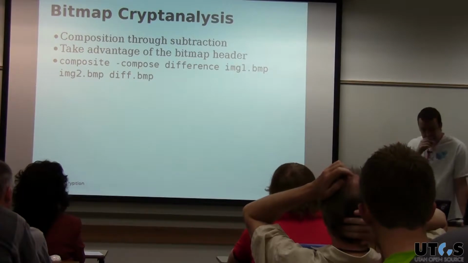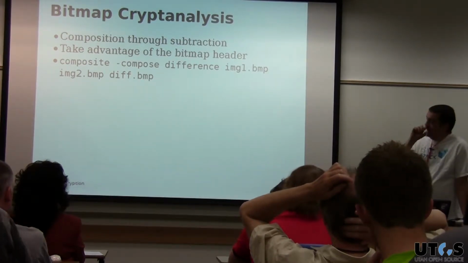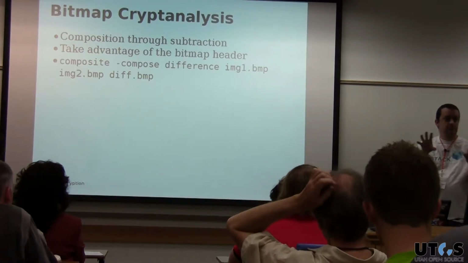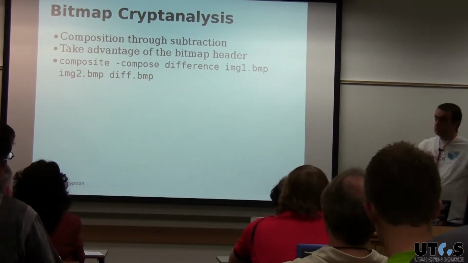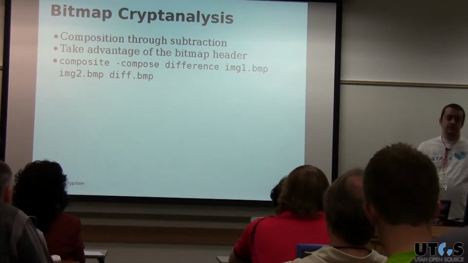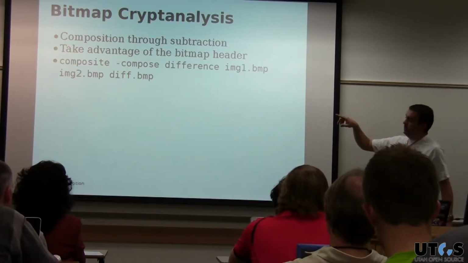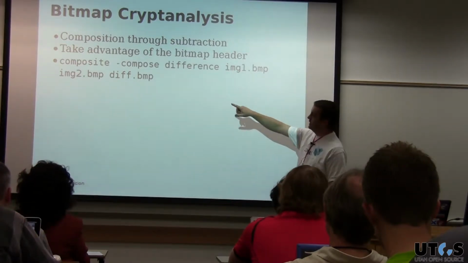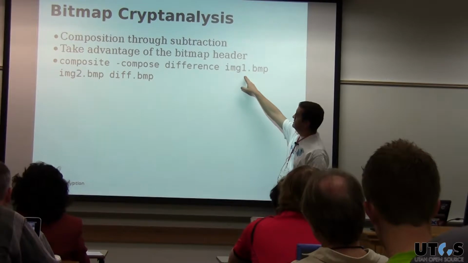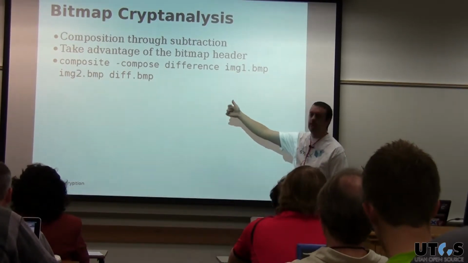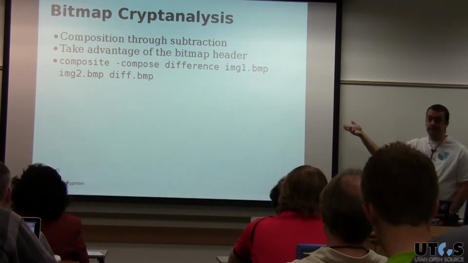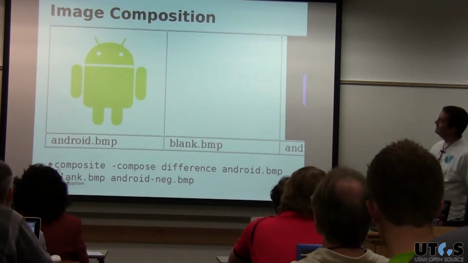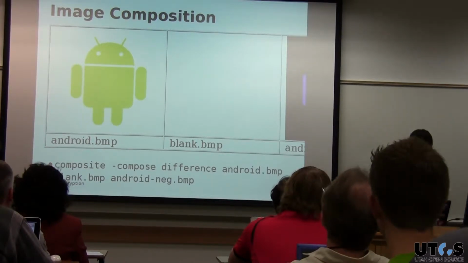So what I'm going to do is take two images and compose them through subtraction, or through difference, and I'm going to see what the resulting image looks like. If you have ImageMagick installed on your computer, there is a composite function that will allow you to do this, and that's what I'm taking advantage of. So I compose the difference of two images, in this case image1.bmp and image2.bmp, and the result will be called int.bmp. Okay? So we'll be using that. And this is not going to work. Let's see.